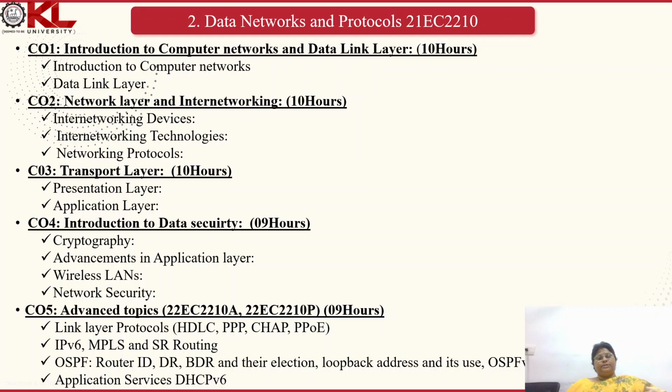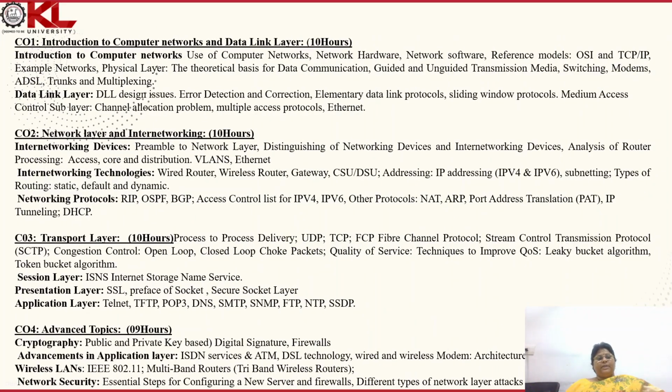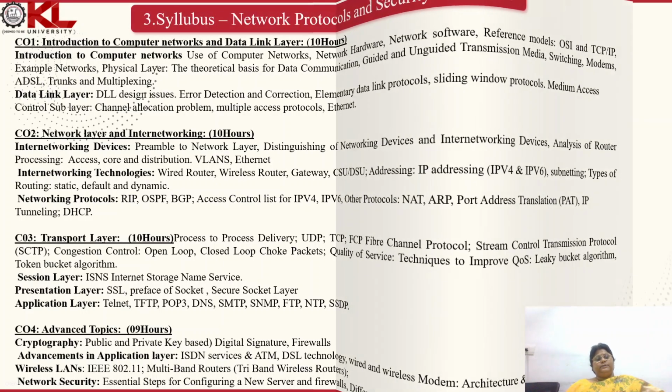So CO1 will be Introduction to Computer Networks and Data Link Layer. CO2 will be Network Layer and Internetworking. CO3 will be Transport Layer. CO4 will be Introduction to Data Security. And fifth, CO5 will be some advanced topics: advanced data link layer protocols, the higher version of IP networking, and advanced routing protocols of OSPF. What are the different types and all? These are all we are going to see in this course called Network Protocols and Security. So this is a brief syllabus for all of your COs.